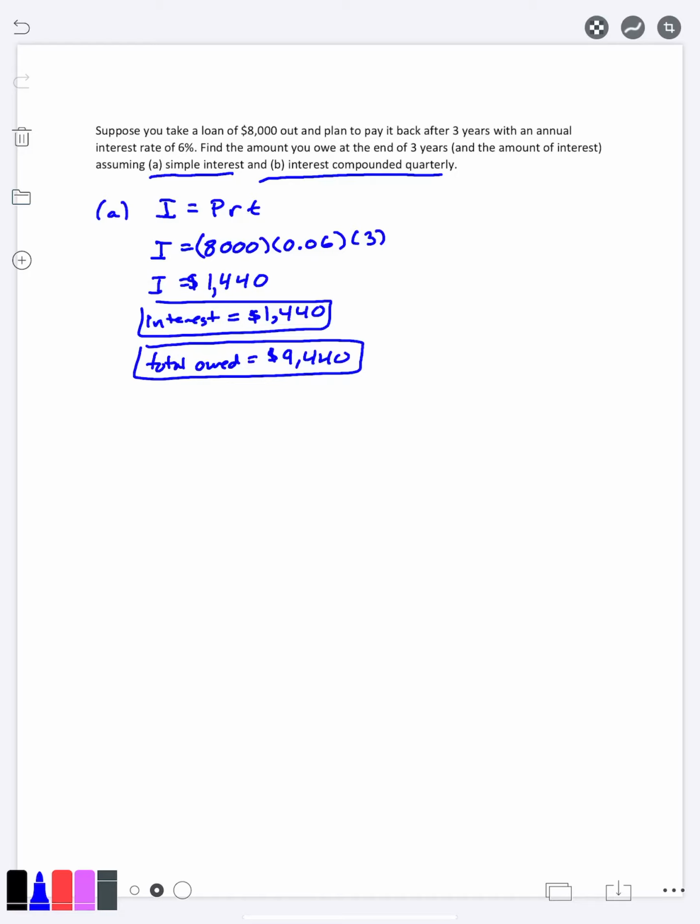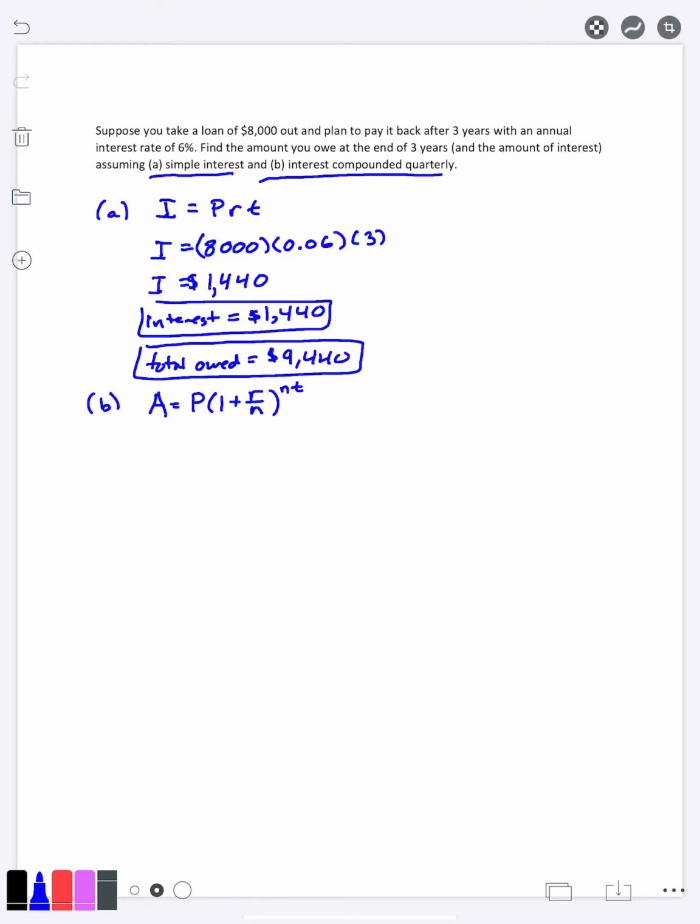Nice and easy, simple interest here, simple formula. Problem is, of course, that in most real-world situations, the interest they use is not simple interest. So let's now do the compound version. The compound interest formula is a good bit more complicated. It's A equals P times (1 plus R over N) to the NT.